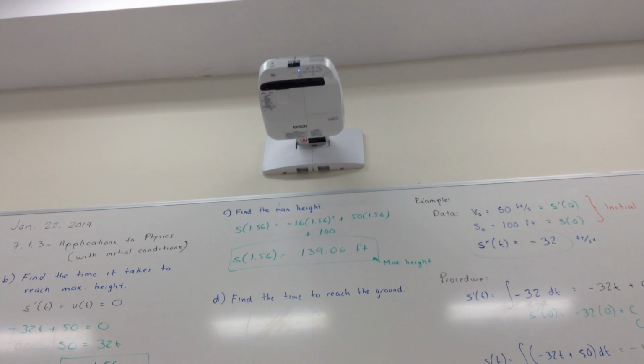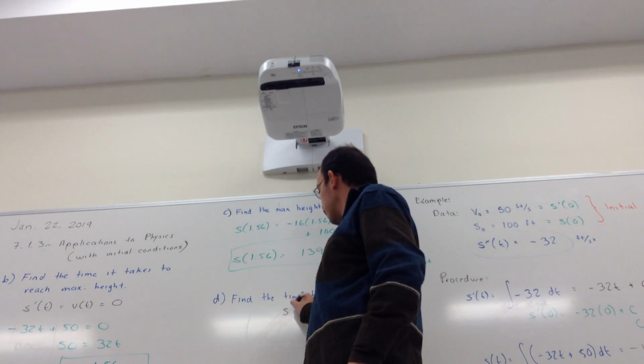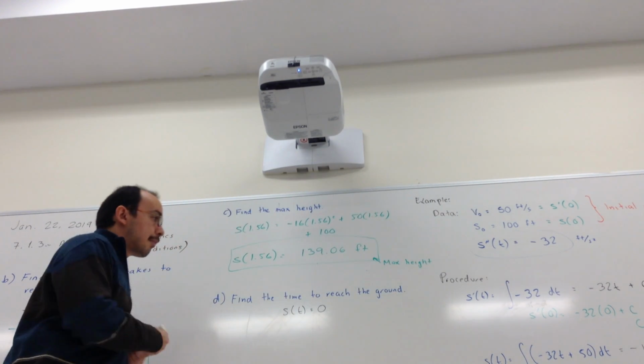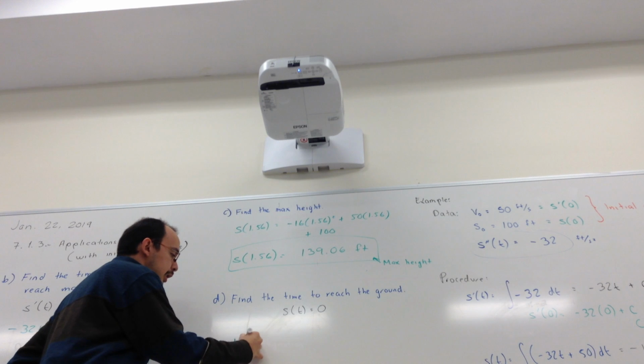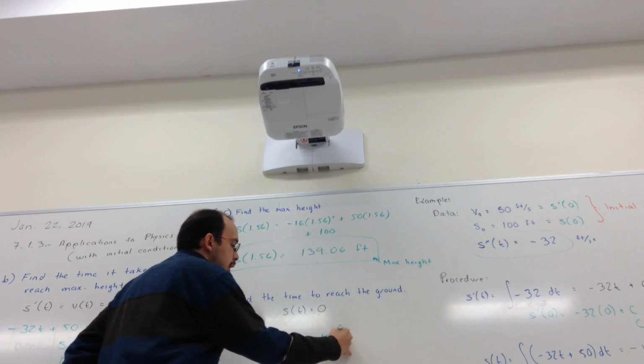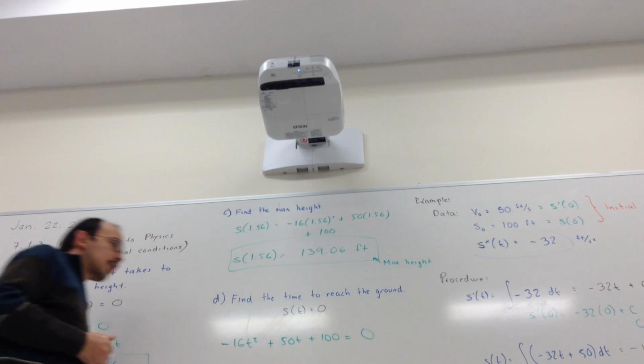Yeah, the position is going to be 0. Okay? Remember, unlike in physics, in calculus, the 0 is always the ground, not the initial position. The ground is 0. So, the position equals 0, so it's going to be minus 16t squared plus 50t plus 100 equal to 0.